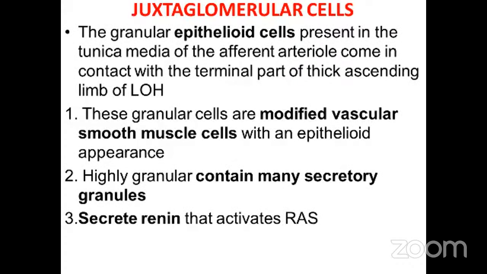Juxtaglomerular cells are granular epithelial cells present in the tunica media of the afferent arterioles. These granular cells are modified smooth muscle cells with an epithelial appearance, containing secretory granules. They secrete renin, which activates the renin-angiotensin system.